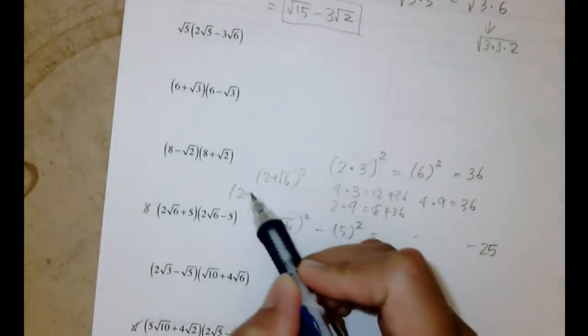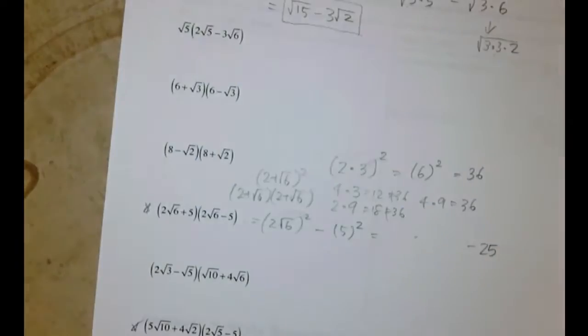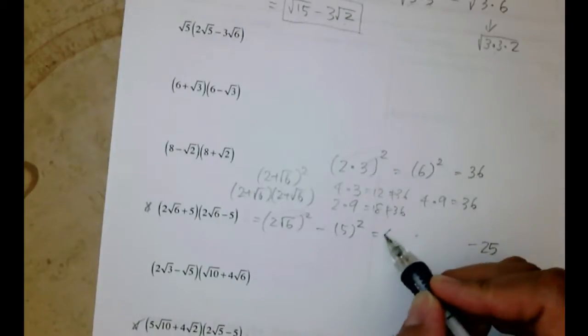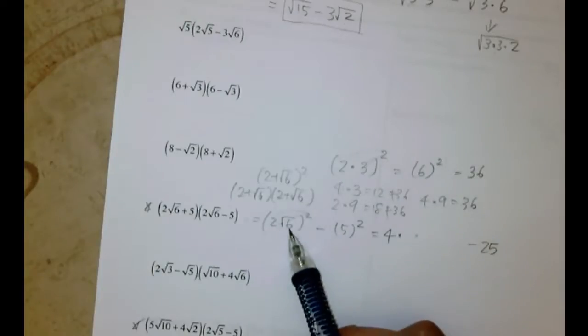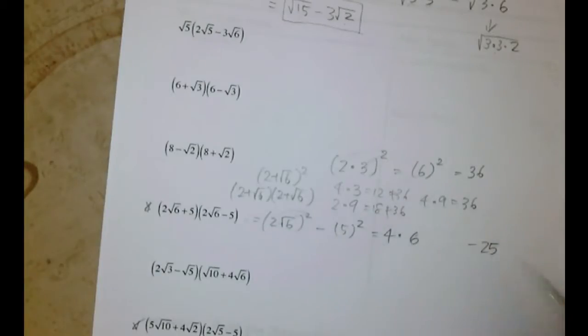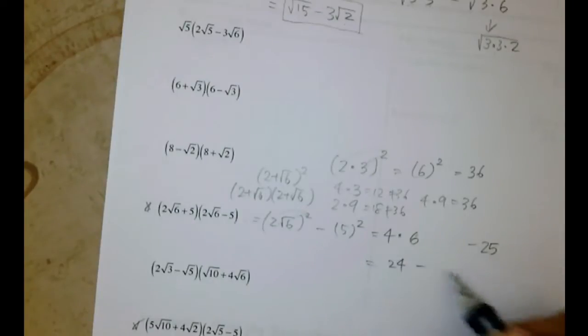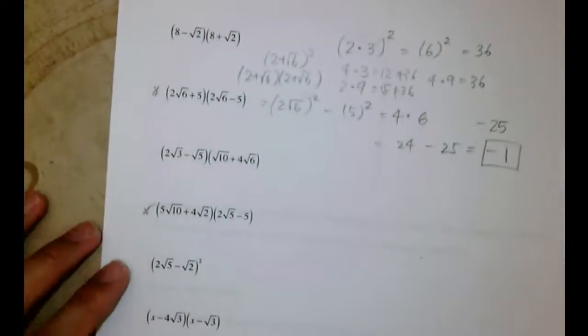This is 2 plus square root of 6 times 2 plus square root of 6. So now you have to FOIL it. Okay, you see the difference now? So this one is 4, because 2 squared, times square root of 6 squared is 6. Right? So that's 24 minus 25 minus 1. Okay? All right.